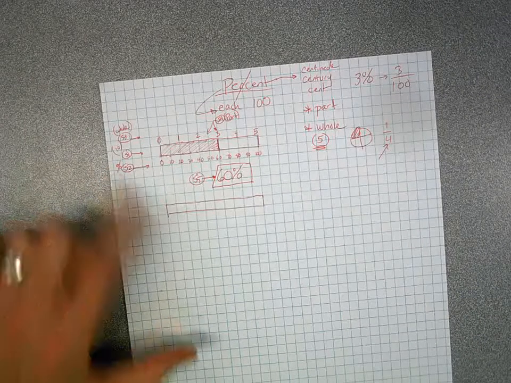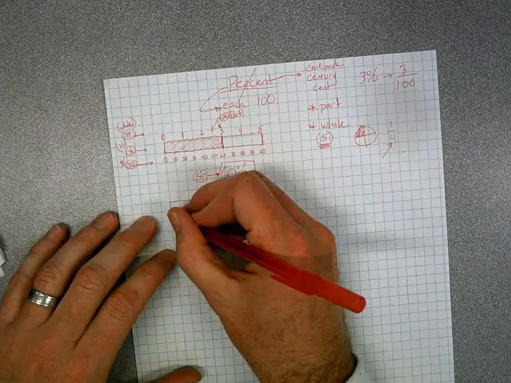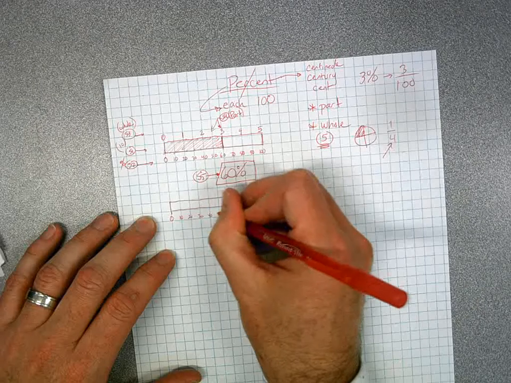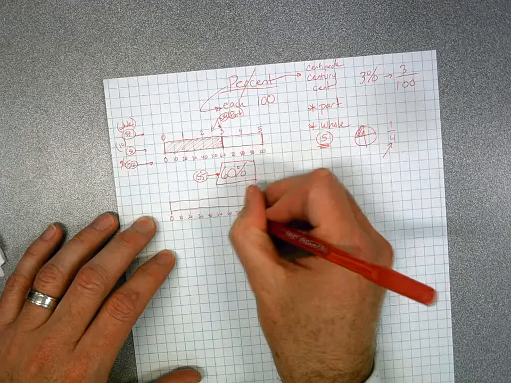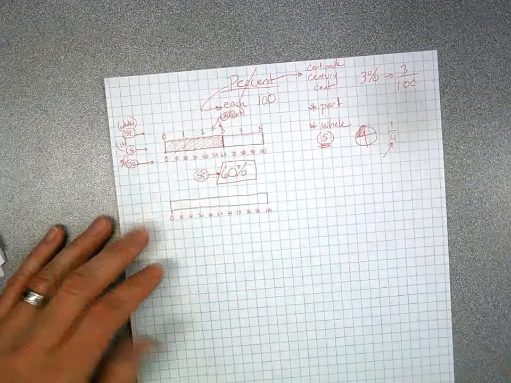Step 2 was to write the percents down below. I'm just going to go by tens, so it goes from 0, 10, 20, 30, 40, 50, 60, 70, 80, 90, and then, of course, 100.